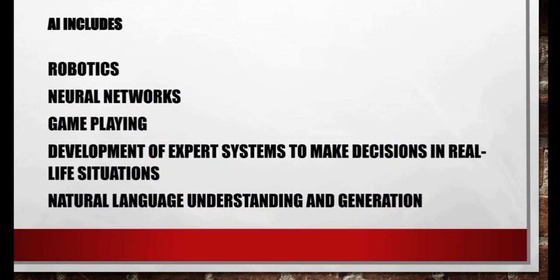So what are the main features? Let's check some examples of the AI, that is artificial intelligence. You have things like robots. You notice that the technology is becoming more and more advanced. The robots are being used in companies, in bigger institutions and big organizations. You have neural networks, game playing, and development of expert systems to make decisions in real life situations. We have natural language understanding and generation. So those are all examples of artificial intelligence.